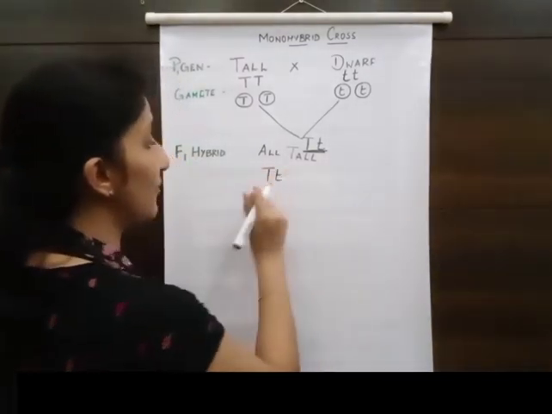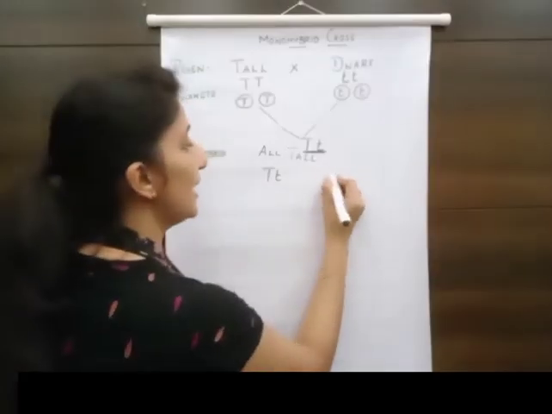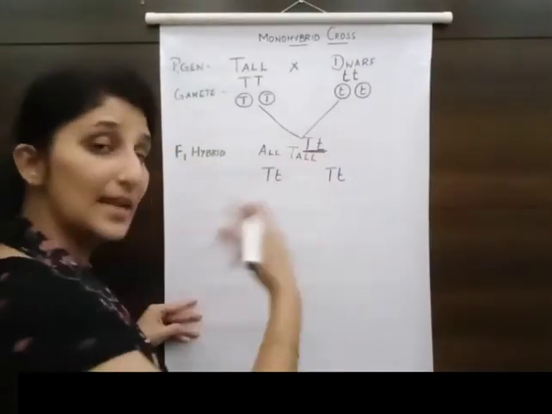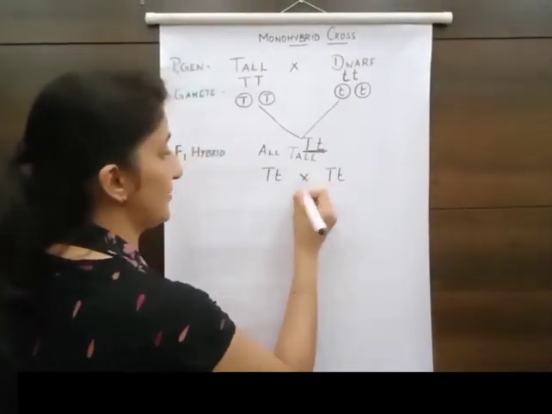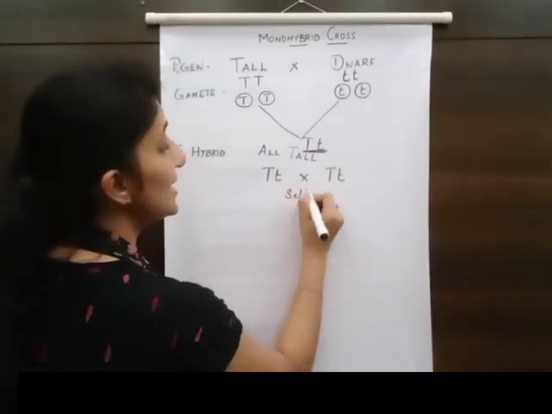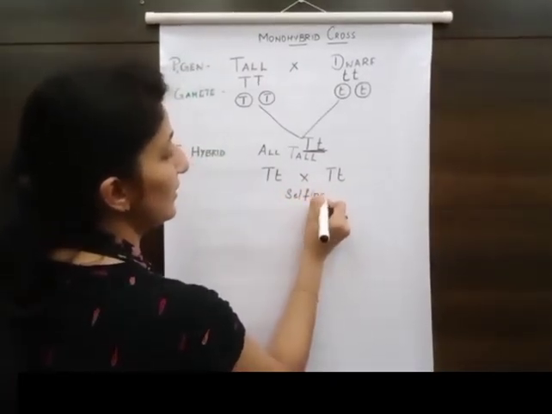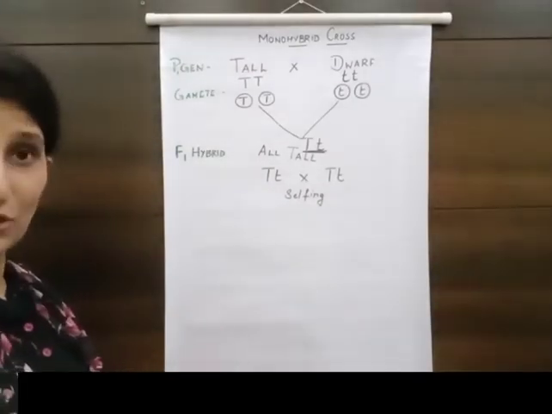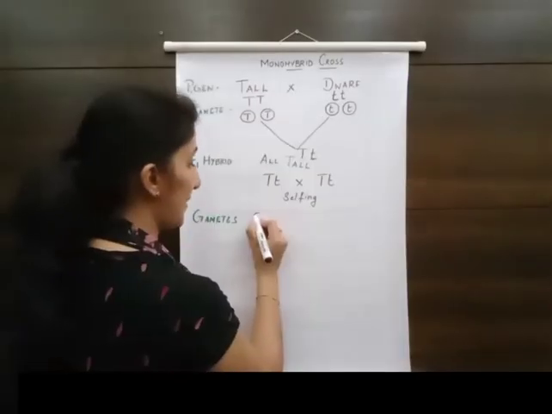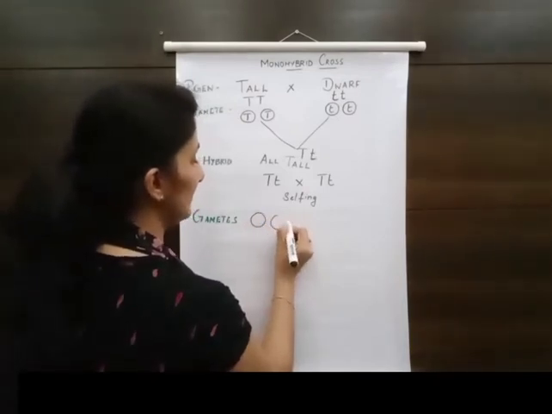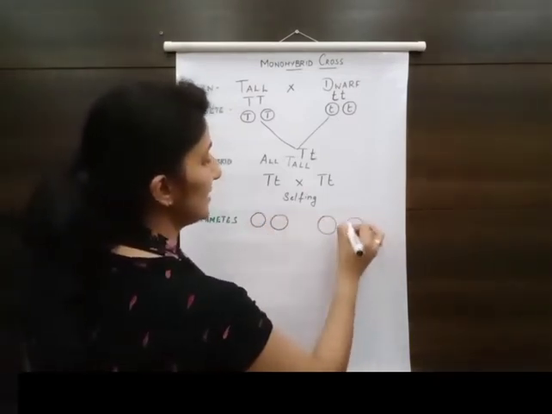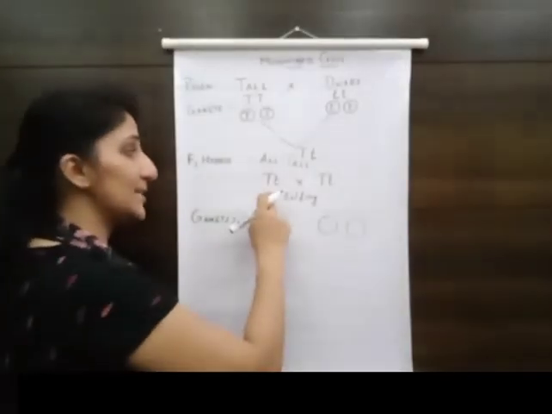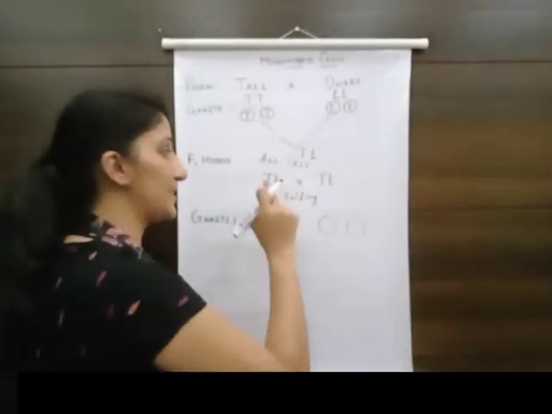Capital T small t represents the F1 hybrid, and again a capital T small t represents another F1 hybrid, in which they were selfed. So, let us represent it as selfing. Again, what has to be formed? Gametes have to be formed. Gametes are represented inside a circle. And we know this is a heterozygous individual having capital T and small t.